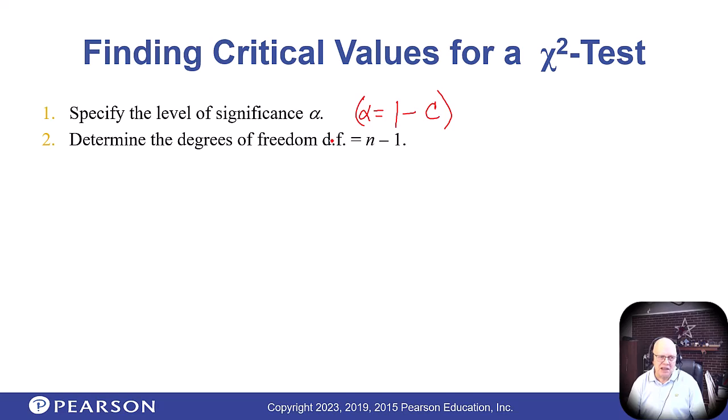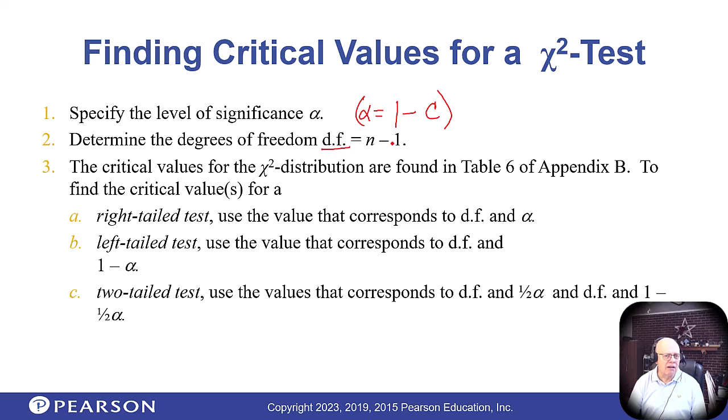Degrees of freedom, this should sound familiar again too. In section 7.3, we were talking about when we were working with a mean and we didn't know the population standard deviation. We had to go with degrees of freedom and use a t-distribution. Well, this is a little bit similar. N minus 1. Does it get much easier than that? All right, this should sound a little bit familiar too. You can find those critical values for a chi-squared distribution in Table 6 of Appendix B.